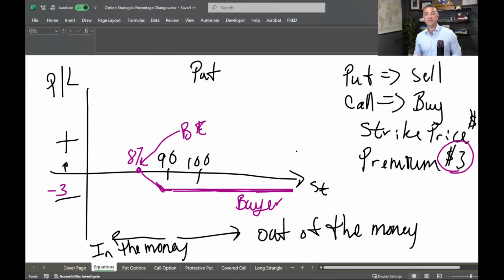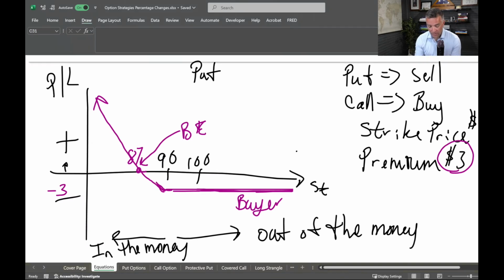So if the stock drops down to 87, that means the buyer, the put contract, sells it for 90, now it's at 87, and they make that difference, $3. However, it costs them $3. Therefore, they have a break-even point at 87. And if the stock keeps on going below that, our profits go up. And that's what the buyer's profit loss looks like on a put.